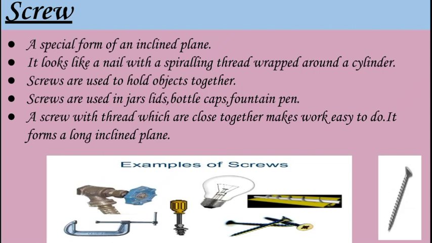A screw is a form of inclined plane. It looks like a nail with a spiraling thread wrapped around a cylinder. Screws are used to hold objects together. Screws are used in jar lids, bottle caps, and fountain pens. A screw with threads close together makes work easy to do. It forms a long inclined plane.